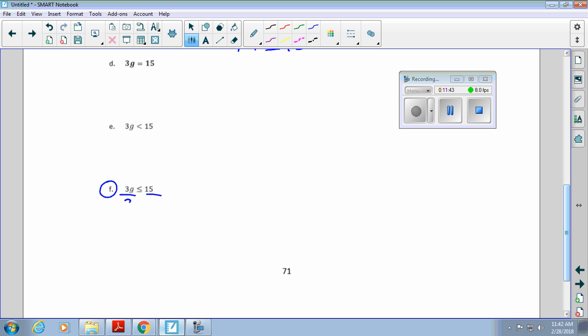But I like that you're thinking in terms of that, that we need to do the same thing to both sides. So if it makes you feel better to do that, to show that you've done the same thing equally to both sides, that's fine. All right. So anyway, what is 3 divided by 3? 1. So 1 times G is just G. All right. And then 15 divided by 3 is 5.